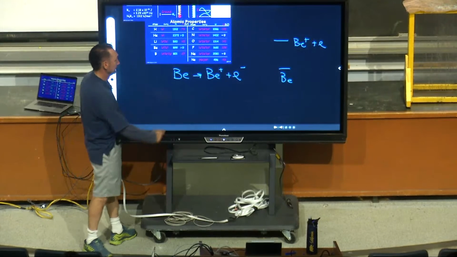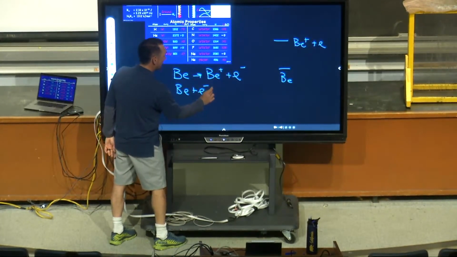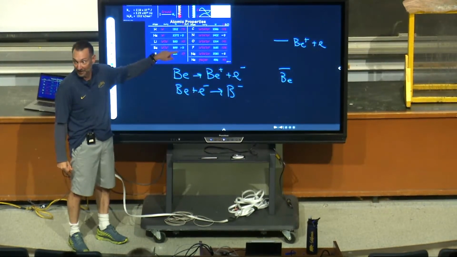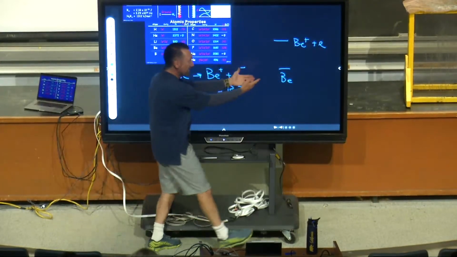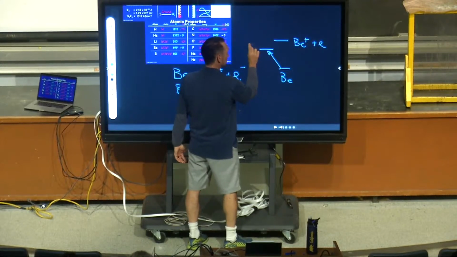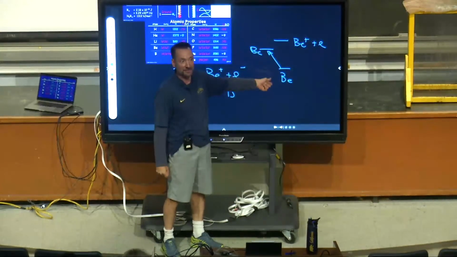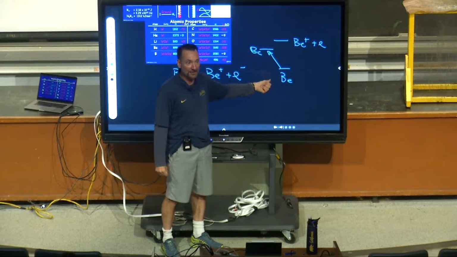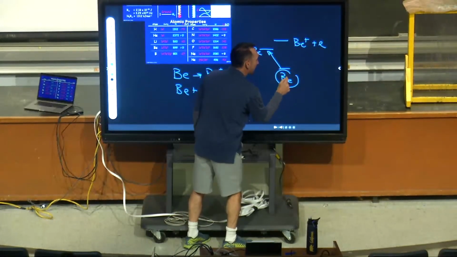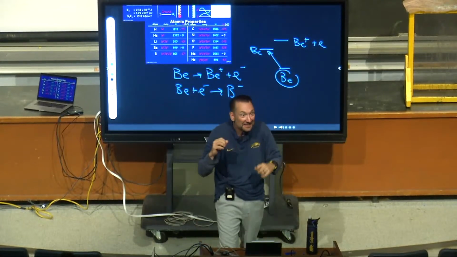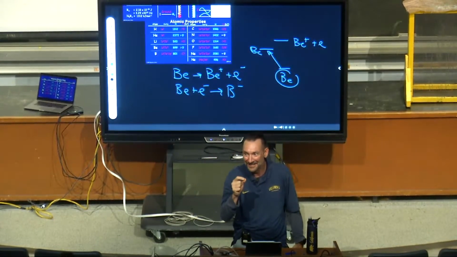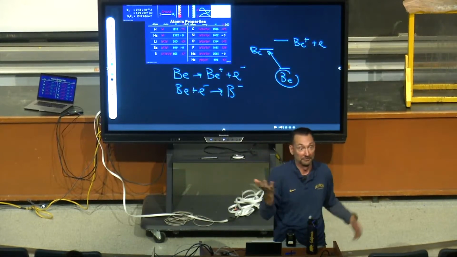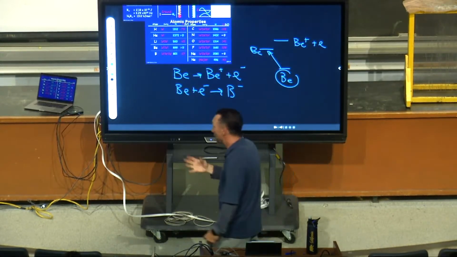Let's put one on. Let's say take beryllium and put one on and go to beryllium minus. That is also endothermic. So to go anywhere from this state requires energy. This is the one that's stable. All we're saying is that's low energy. There's nothing magical about this itself. Closed shell, that's BS. All we're saying is it's lower energy than to take an electron on or take one off.